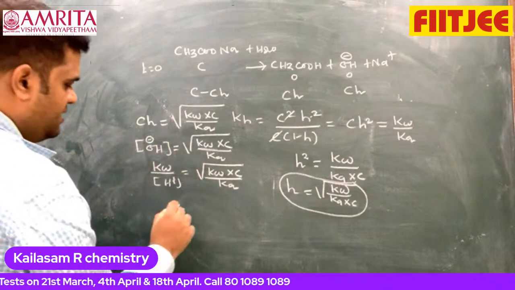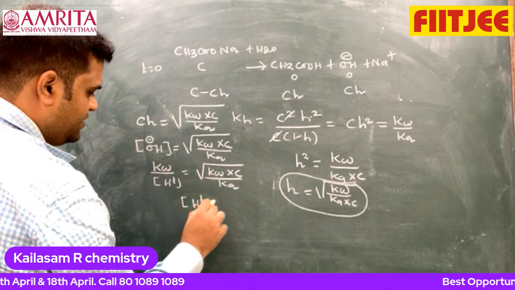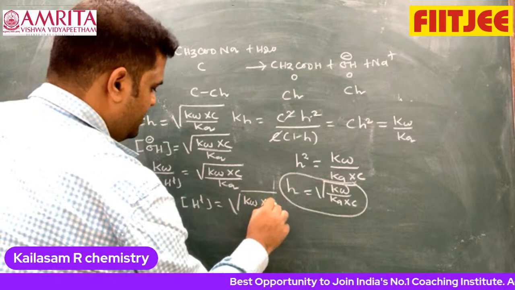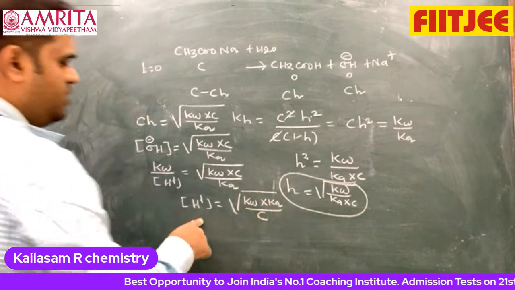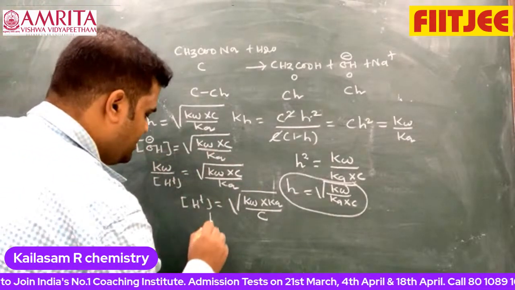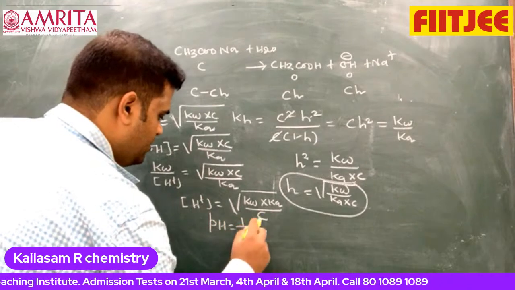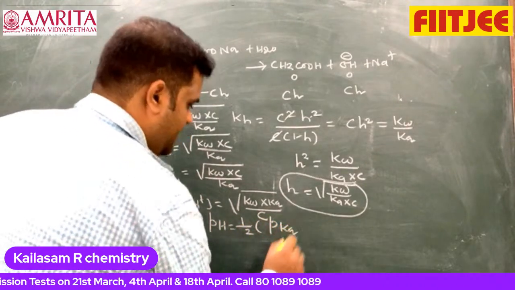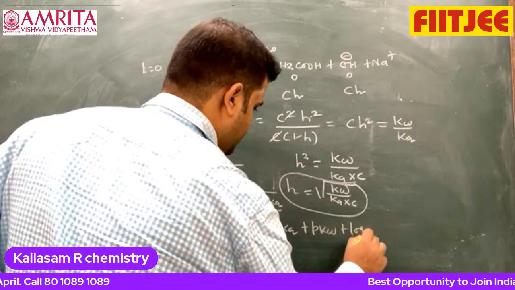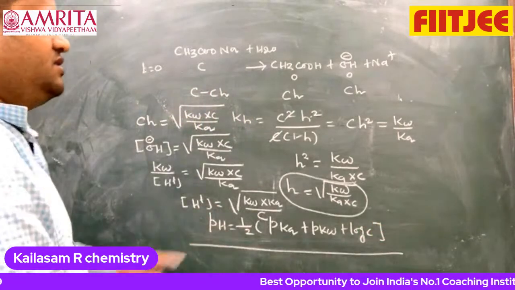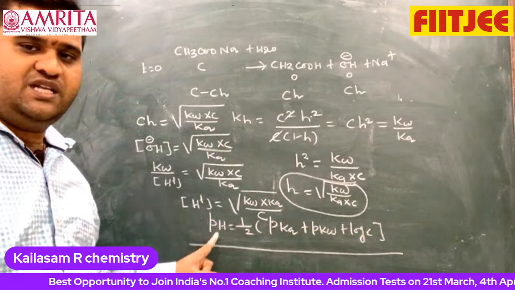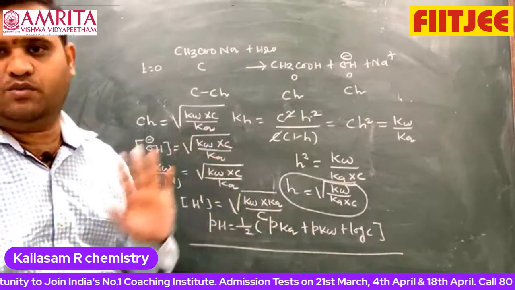If I take this to the other side, H⁺ is equal to root of Kw into Ka by C, which is the H⁺ concentration. Take the negative logarithm of both sides, and you will get pH is equal to 1 by 2 (pKw plus pKa plus log C). Please keep in mind, in this combination of weak acid and strong base, on dilution pH will change, while pKa and pKw remain constant because they are equilibrium constants.